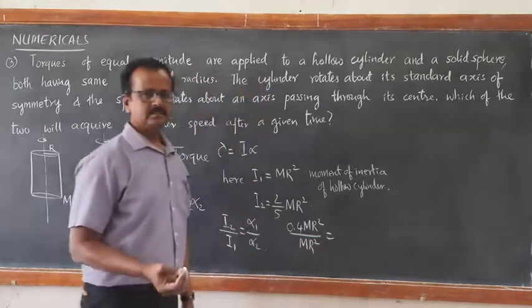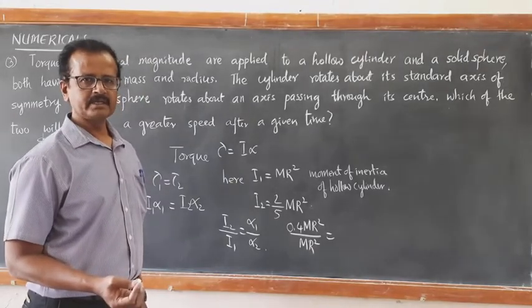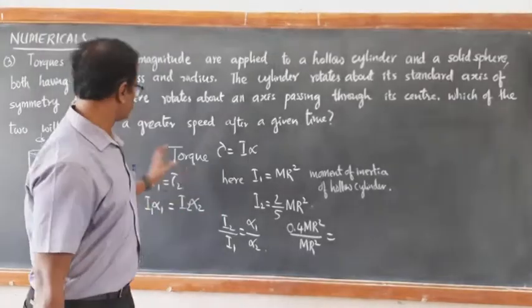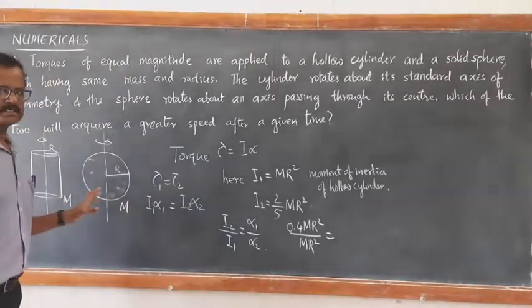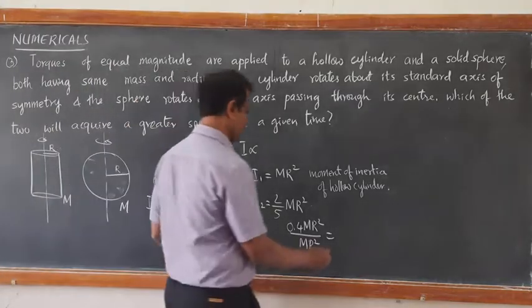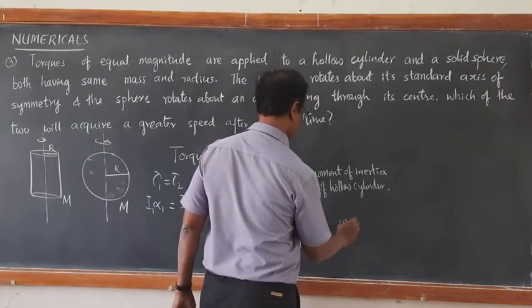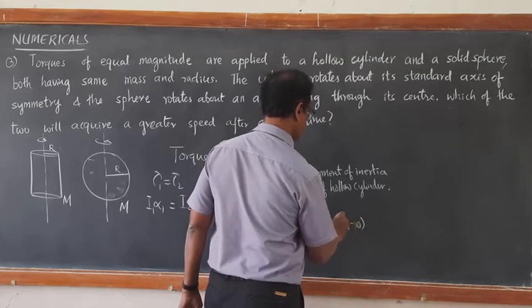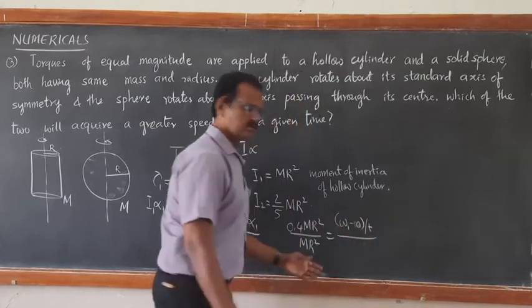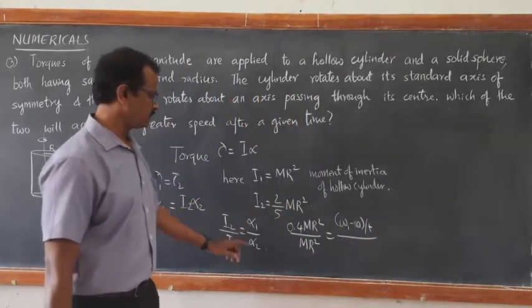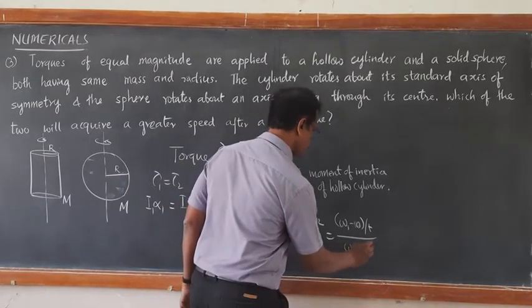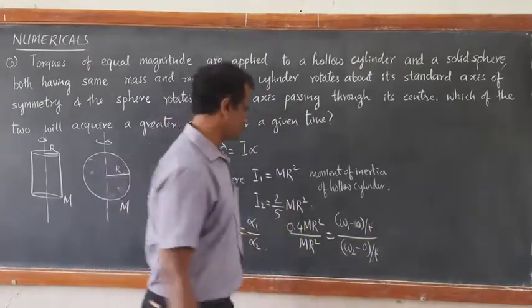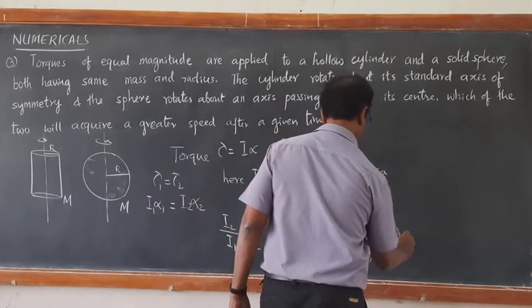Alpha is the angular acceleration. Angular acceleration is nothing but final angular velocity minus initial angular velocity divided by time. Before setting them into rotation, let us say that they are at rest. So I will write it as omega 1 minus 0 divided by t, that is alpha 1. Similarly, omega 2 minus 0 divided by t, time taken is same, so t cancels. So it becomes omega 1 by omega 2.